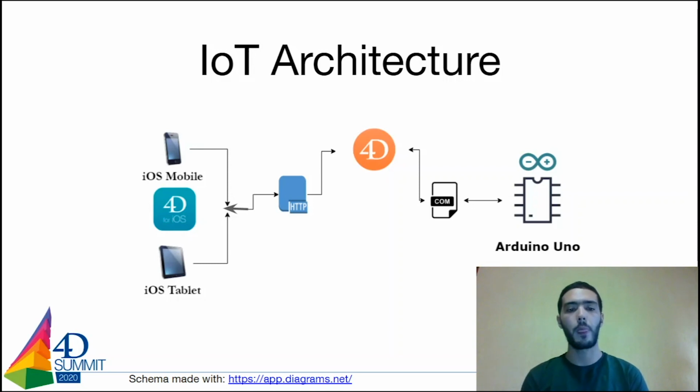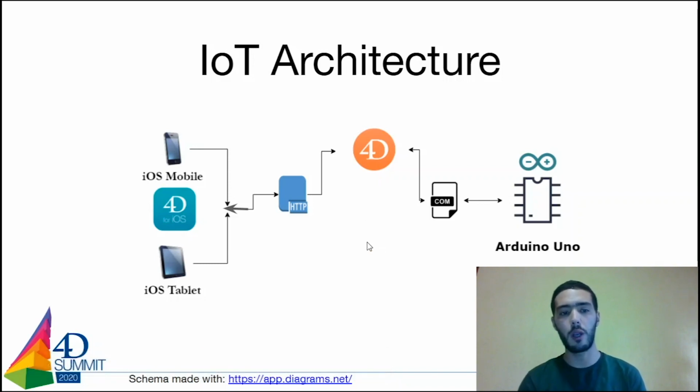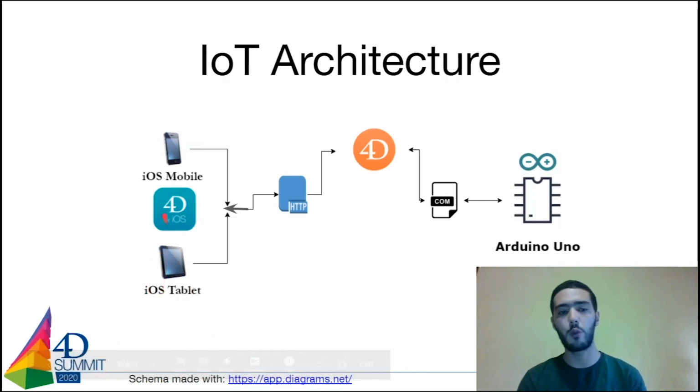On the other hand, we'll have 4D communicating with our iOS mobile application through an HTTP server or web server. We must notice in this diagram that the arrows go in both directions, to represent that 4D, in fact, will work as an interface agent between the mobile application and the single board computer, and vice versa. This interface will allow us to expose the data collected from the Arduino Uno to our iOS mobile application.